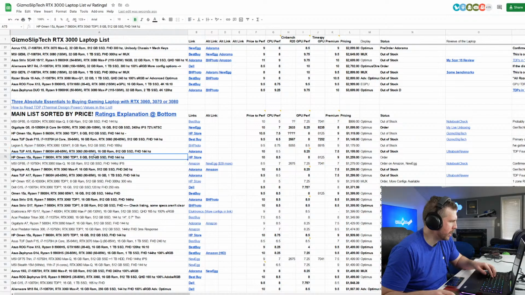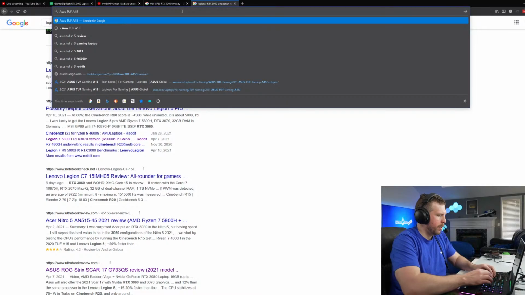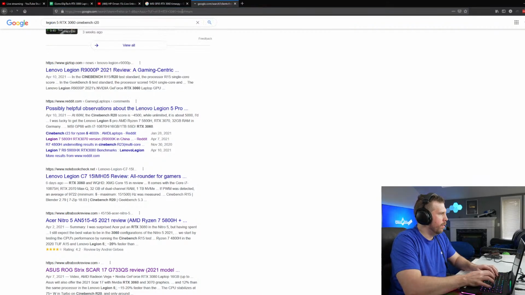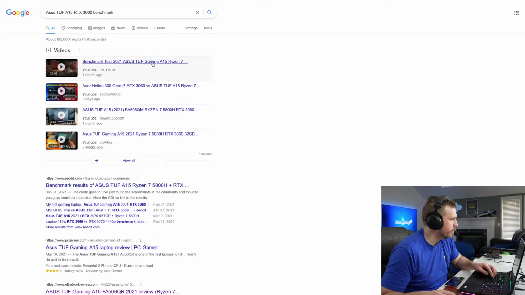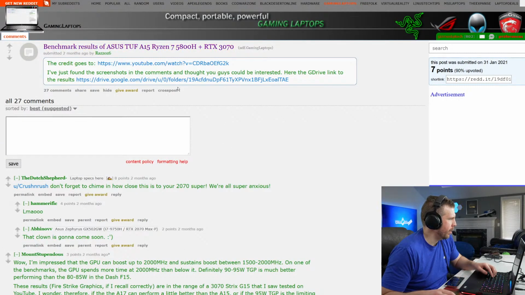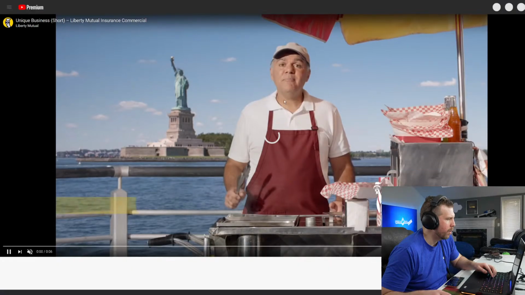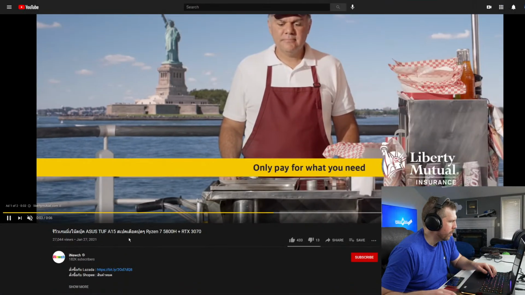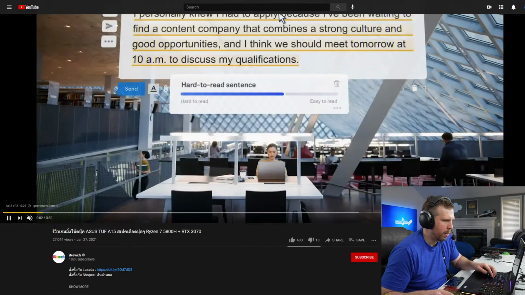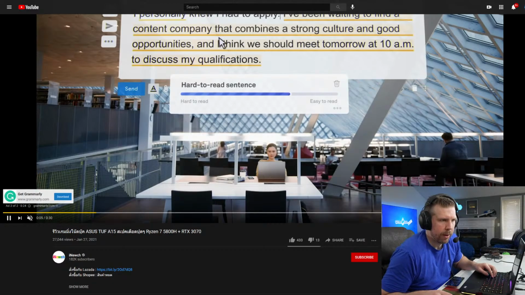Asus TUF A15. Now this one, I don't know that I've seen any benchmarks at all. Did some people get these? I know some people ordered them because they were for sale for a short period of time, but then they've basically been hard locked. Benchmark results. So this is the TUF Asus 3060. Okay, and I'll link to this video if it's good.